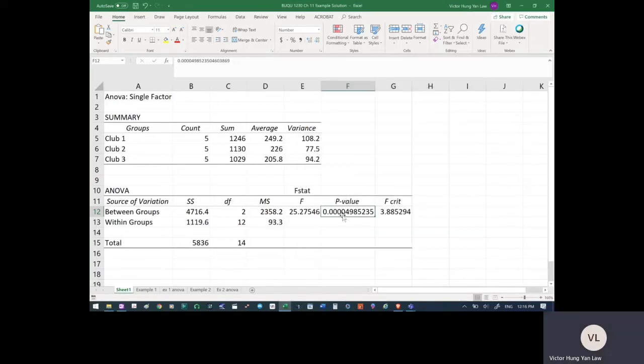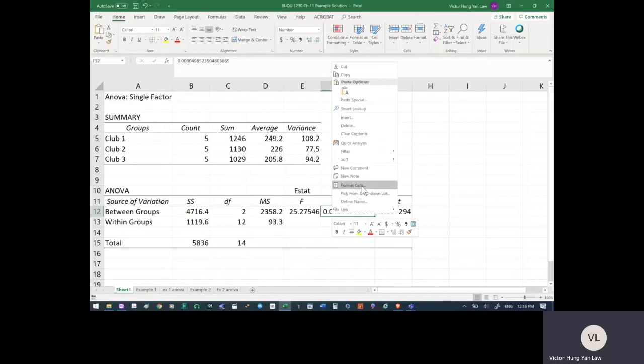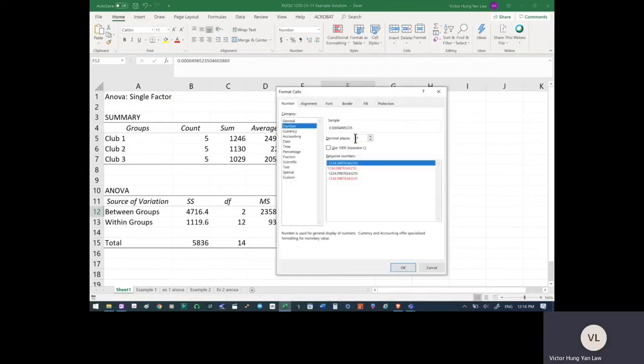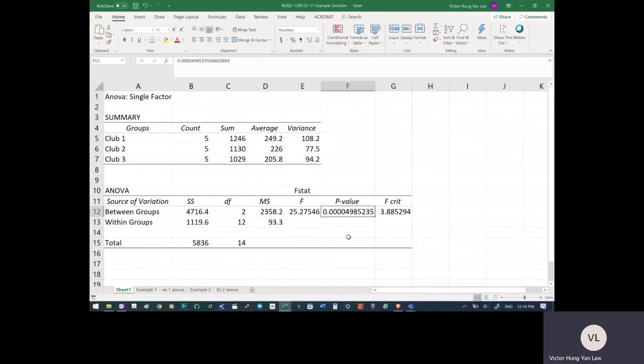So make sure you note this trick: right-click, Format Cells, click on Number, and then just increase the number of decimals until you can see a number that you can understand. Then you press OK, and Excel can convert that from a scientific notation to a regular number.